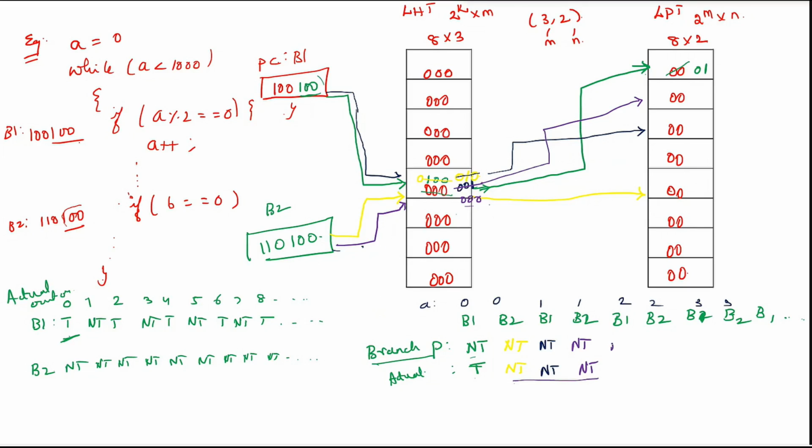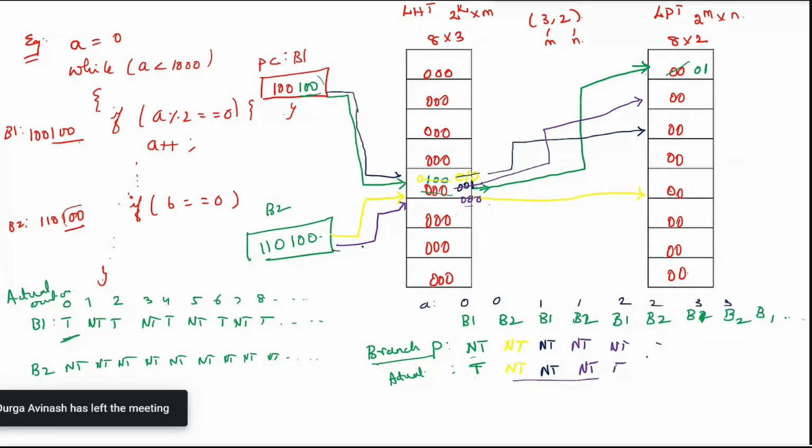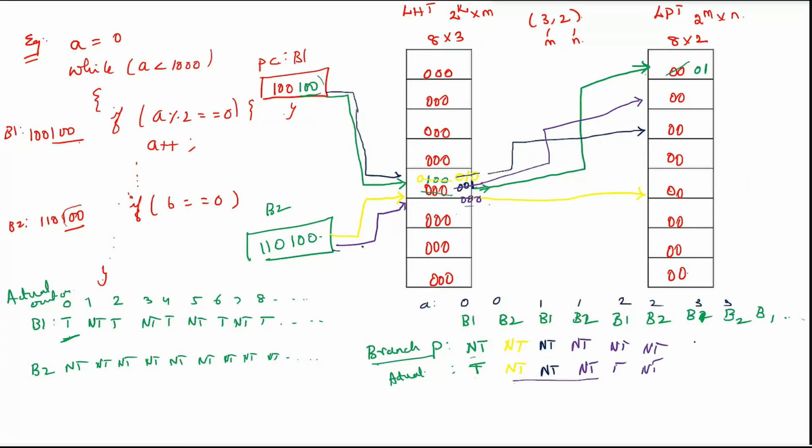So you just try it out. This will be not taken, and it will be taken as this. So not taken, not taken, not taken. You completely try it out. And this I am writing as it is.